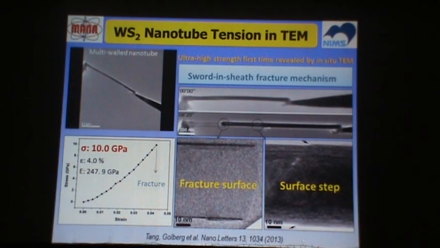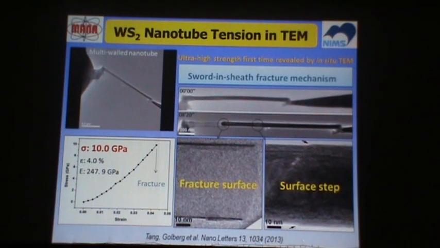Another inorganic tube, which is very popular and was discovered by Professor Tenner in Israel, is called tungsten disulfide. We also borrowed these tubes from him. He's my good friend, and we tested these tubes for him. And this is an individual tensile test on tungsten disulfide.